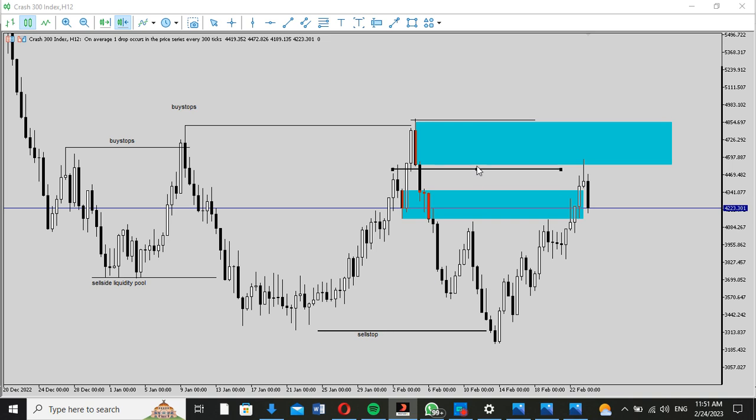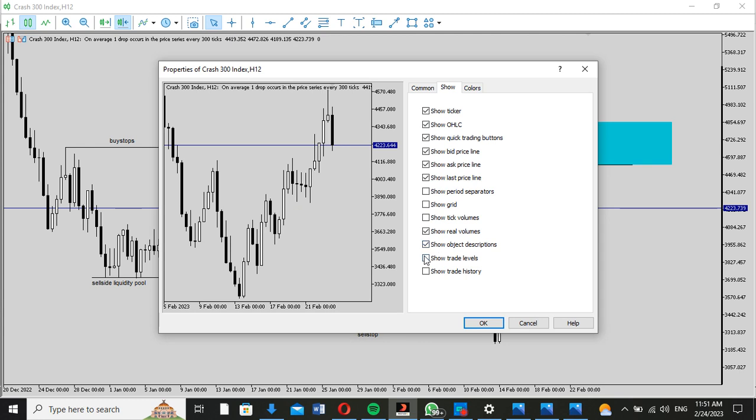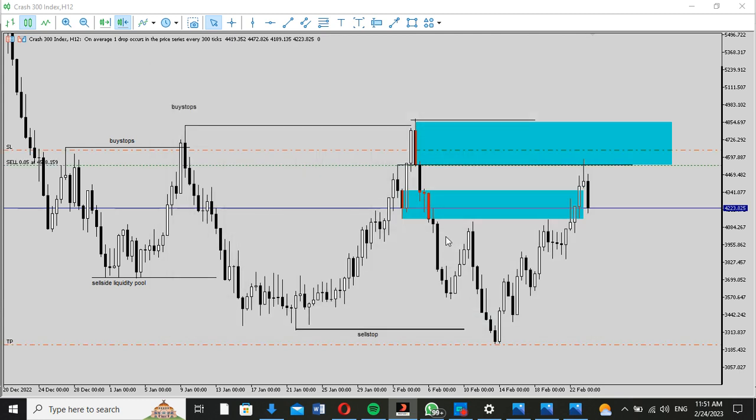So this is the area where I'm selling from, right here. So I had the QML level right there. So I have my sell stop right here, and if you check my level, that was where I had my entry, right there at the QML, which is in line with my order block.